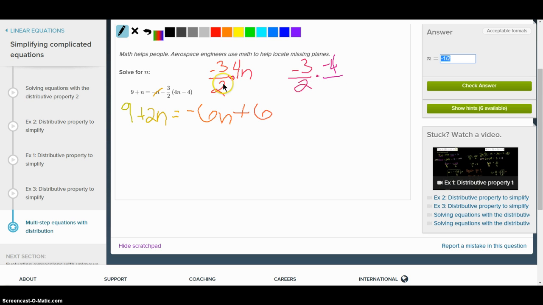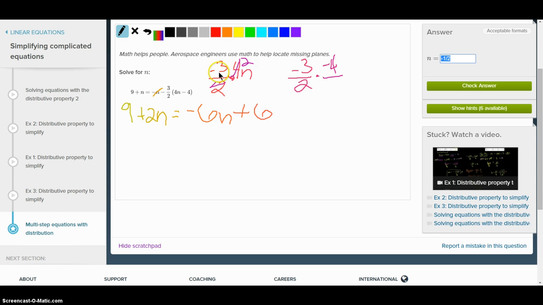Alright, and this 2 is going to simplify with the 4. That's just going to become 2n. So negative 3 times 2n is going to be negative 6n. So that's what we got here. And then this 2 simplified with negative 4, so this 2 is going to disappear, and this is going to be negative 2. And then negative 3 times negative 2 is 6. Okay, so we have a new equation here, 9 plus 2n equals negative 6n plus 6.